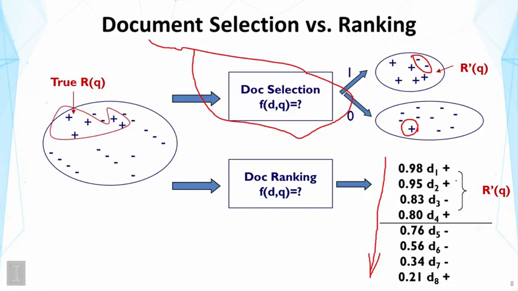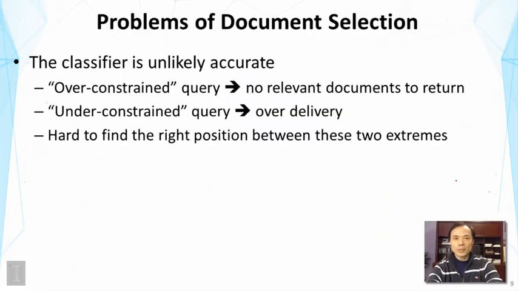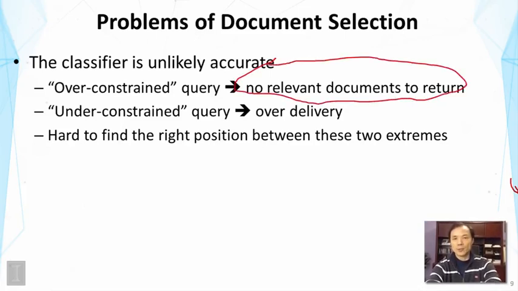So as I said, ranking is generally preferred. And one of the reasons is because the classifier in the case of document selection is unlikely accurate. Why? Because the only clue is usually the query, but the query may not be accurate in the sense that it could be overly constrained. For example, you might expect the relevant documents to talk about all these topics by using specific vocabulary, and as a result, you might match no relevant documents because in the collection, no authors have discussed the topic using these vocabularies. Right? So in this case, you will see there is this problem of no relevant documents to return in the case of overly constrained query.